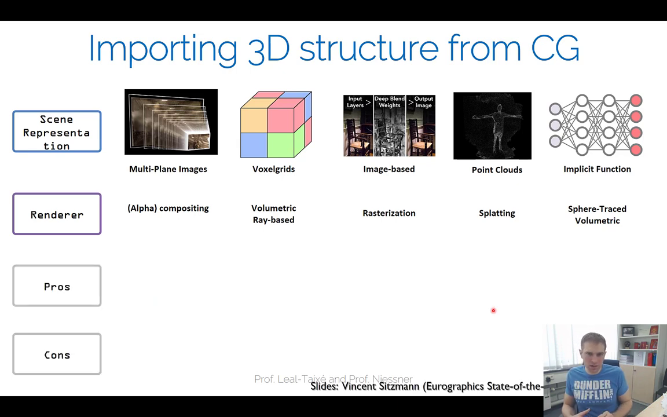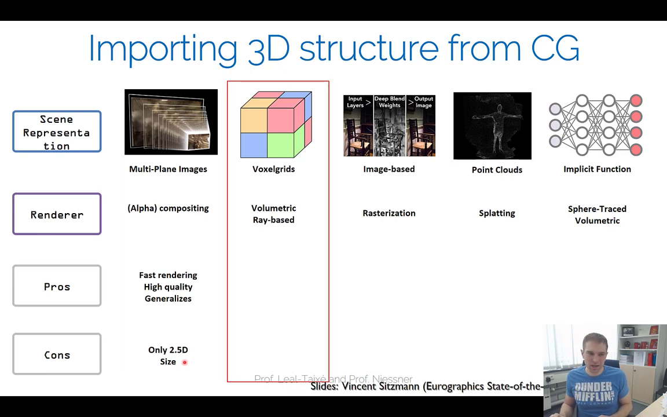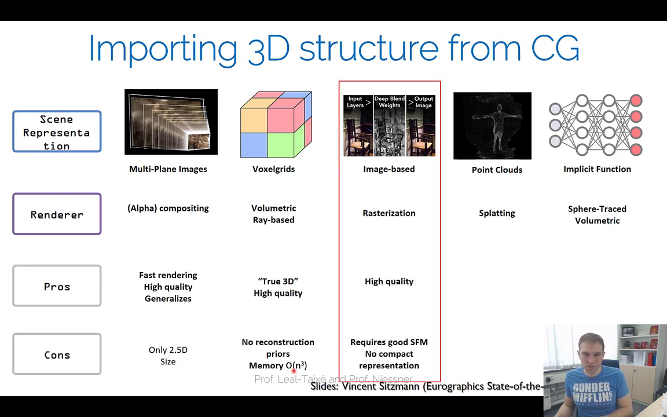There's a couple of pros and cons between these representations, right? If you're doing this kind of stuff on images, you have very fast rendering, high quality. Cons, you don't have so much flexibility. You only have 2.5D, right? That's a drawback. The DeepVoxels, it's true 3D. That's great. We have all the control. We don't have to learn most of the things. But the memory grows very, very quickly. That's the drawback, right? If you're doing rasterization-based, well, then it's high quality.